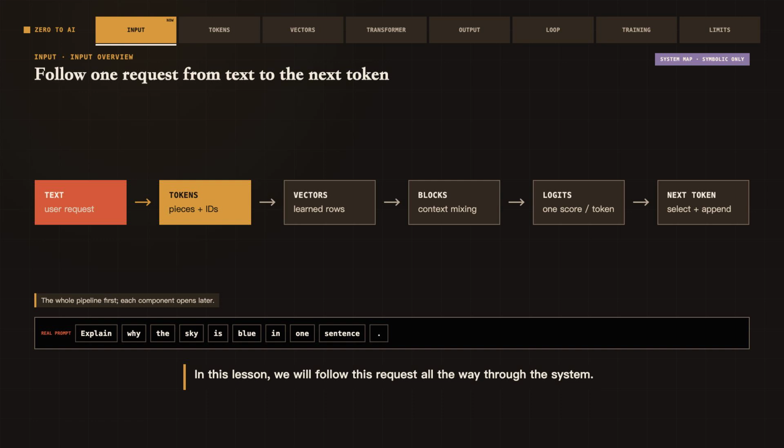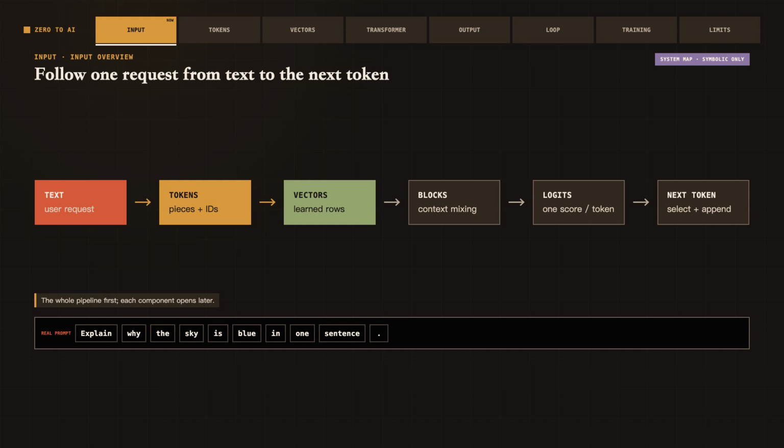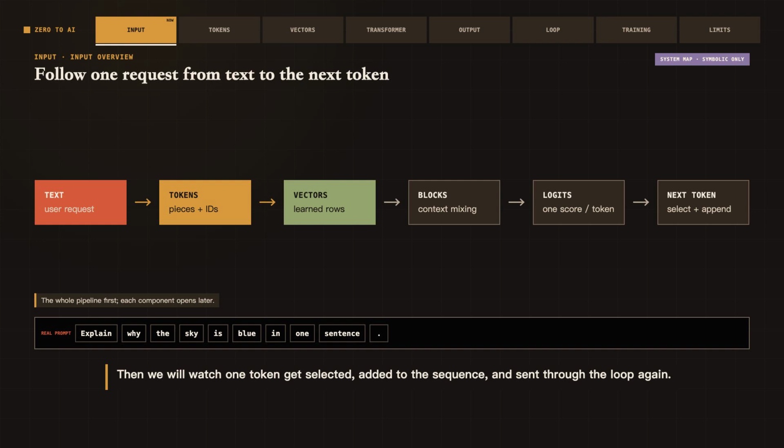In this lesson, we will follow this request all the way through the system. We will begin with the text you can see. We will turn it into token IDs, then vectors, then a matrix of context-dependent representations. We will open one transformer block and calculate attention step by step. We will follow the final vector into a probability distribution over the vocabulary. Then we will watch one token get selected, added to the sequence, and sent through the loop again. After that, we will rewind. We will ask where all of those matrices came from and see how next token training changed them.